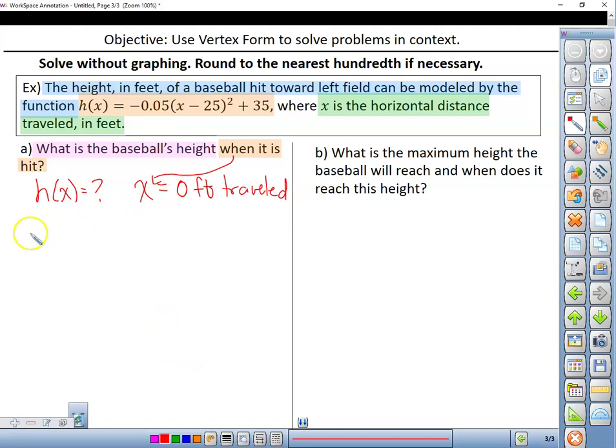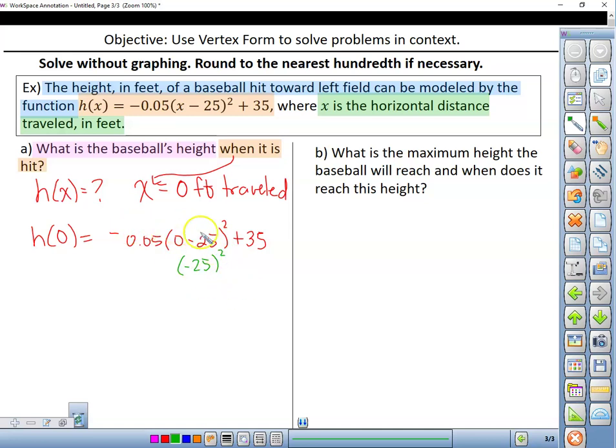And so we're looking at h of 0. So we know what that means. That means that we are going to substitute in 0 for our x variables, which we only have the one. So we have negative 0.05 times 0 minus 25 quantity squared plus 35. So here we have to make sure we do our order of operations. So we do our subtraction inside our parentheses first. That's going to give us negative 25 squared.